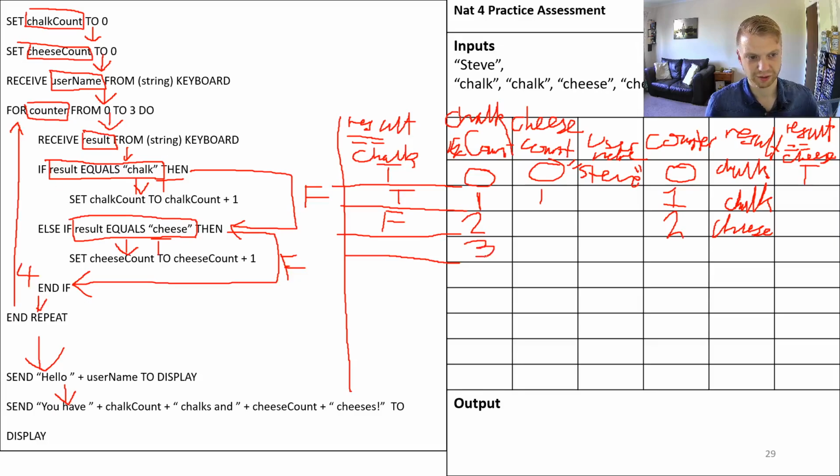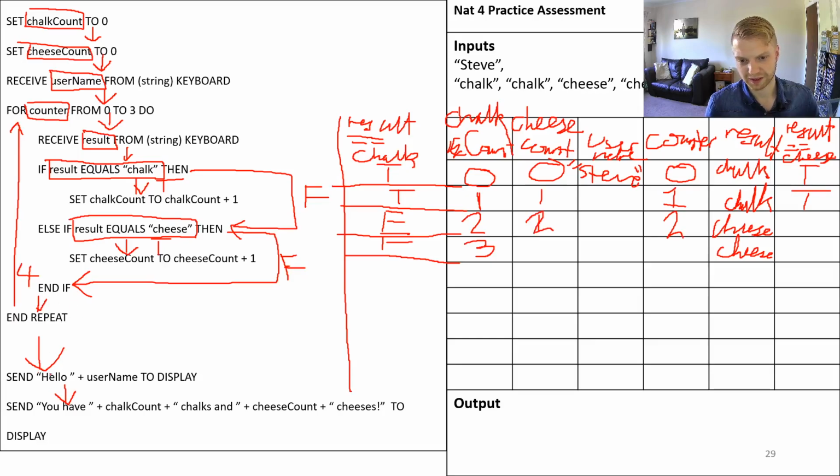This is our final go because we're at 3 and 3 here. And where are we? I'm losing my train of thought. Right, result. So result is cheese. And then if result equals chalk, well, it doesn't. It's a false. And if result equals cheese there, yep, it does. So we add 1 to cheese count. And so that will give us 2, not 1. Right, finally escape the loop.